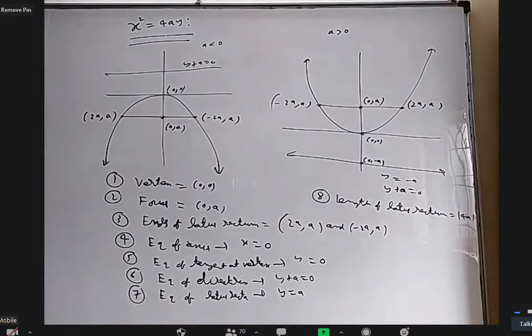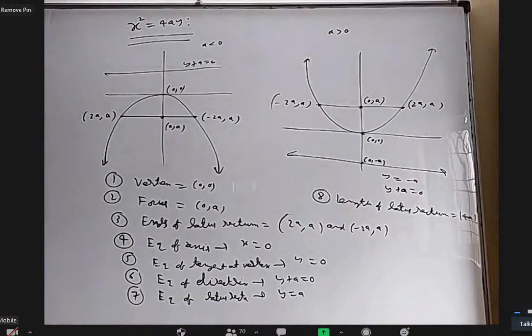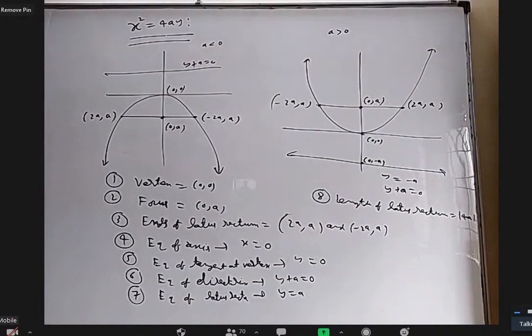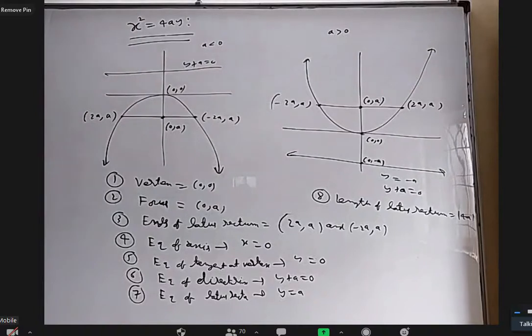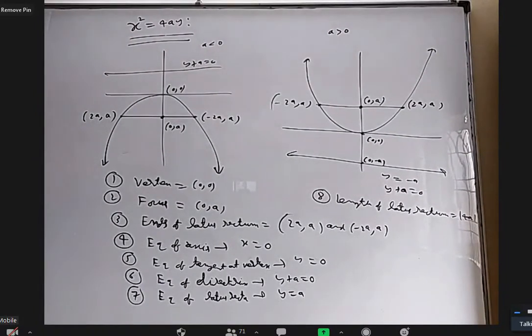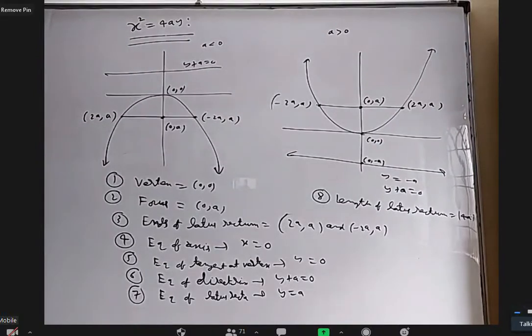Sir, when the origin is shifted to (h, k), it is a translated version of this. How will the equation of that be? x minus h whole square equals 4a into y minus k. Yes. So those who completed this, write that x minus h whole square equals 4a into y minus k. Try to draw your own figure and list of formulas.